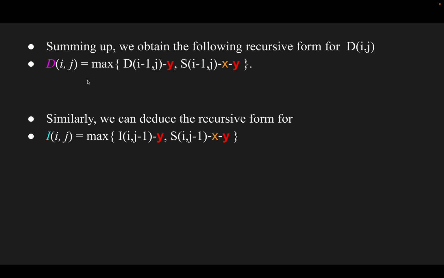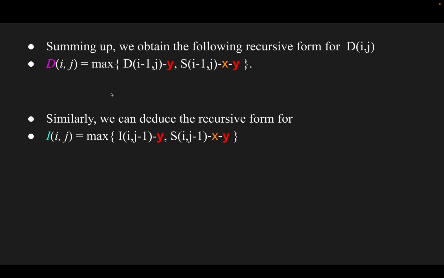Don't forget the definition. D means the maximum score for the two sequences with a deletion. And the definition for S is the maximum score for the alignment between two sequences, but it doesn't require any ending like deletion or insertion. Or similarly, we can deduce the recursive form for insertion.